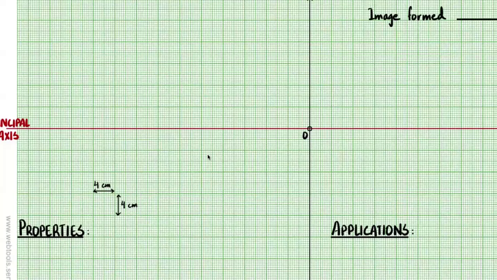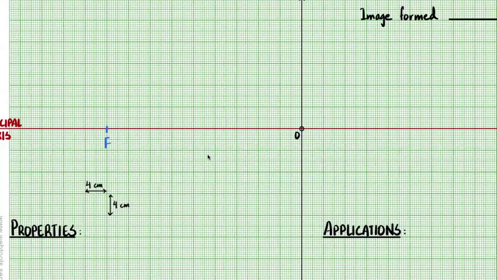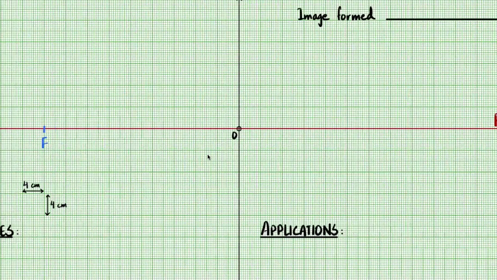So let's mark these. 1 2 3 4 5 6 7 8 9. Again, I can't really mark 2F, and that's fine. 1 2 3 4 5 6 7 8 9. So this is F. Let's try to center this a bit.